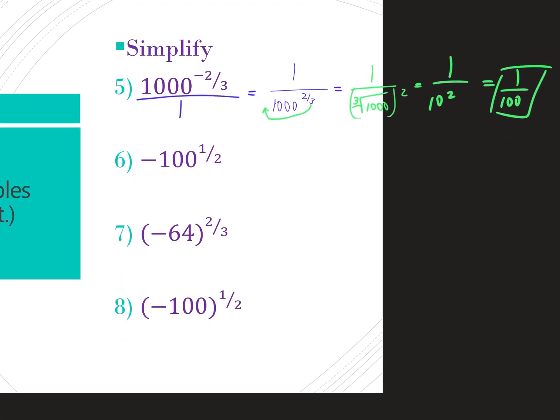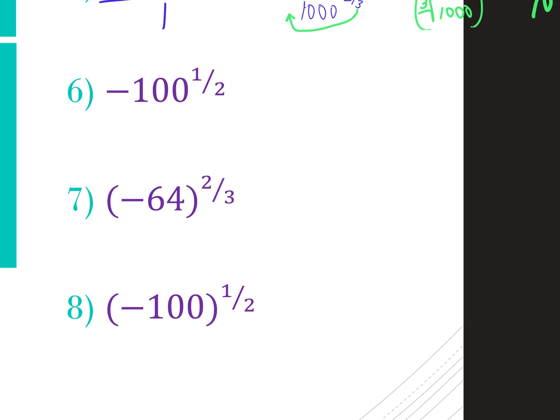I'm going to skip 6 for a second. We're going to do 7. And we'll come back to 6 and 8 together. Negative 64 to the 2/3. Guys, am I dealing with a negative exponent? No, don't just put that 1 over and say, oh, now the 64 is positive. That doesn't work like that. You only move negative exponents. So this is actually the cube root of negative 64 squared.